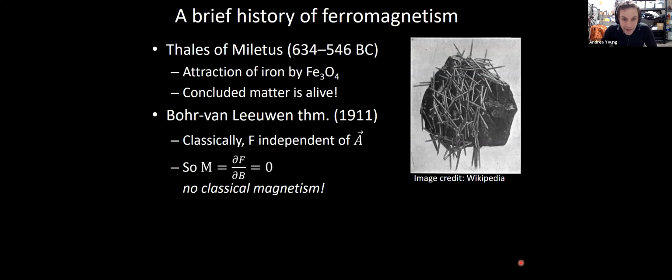Now, our theory of magnetism has improved since then. So in particular, maybe an important result is that actually it was Niels Bohr's PhD thesis, also known as the Bohr-van Leeuwen theorem, which noted that classically the free energy is independent of the vector potential, which means that the magnetization, which is the derivative of the free energy with respect to the magnetic field, has to vanish. And as a result, finite magnetization has to be a quantum effect, and there's no classical magnetism.